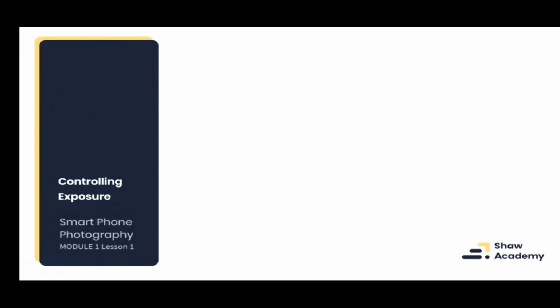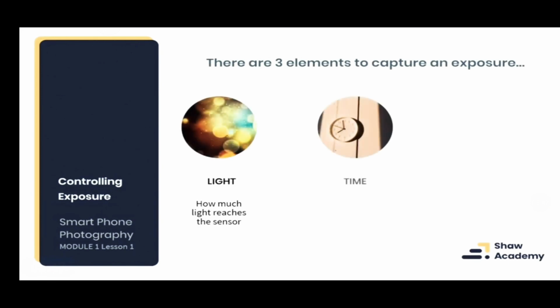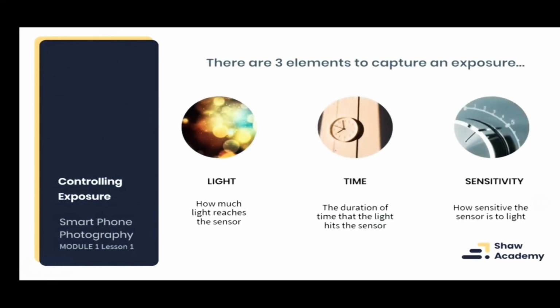And there's three key elements that we use to capture an exposure, and that is light, time, and sensitivity. So light, how much light reaches the sensor, the duration of time that the light hits the sensor, and how sensitive the sensor is to the light itself. Think about it like volume on a stereo. You can turn up the sensitivity and you can turn down the sensitivity of the camera sensor to change in different lighting conditions.